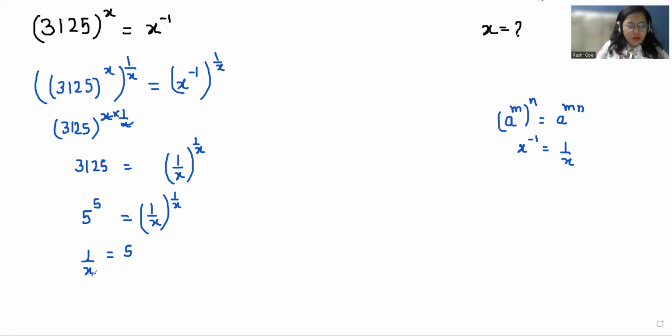We can write 1 by x as x power minus 1 is equal to 5, and x is equal to 5 power minus 1. So x is equal to 1 by 5. So the value of x is 1 by 5.